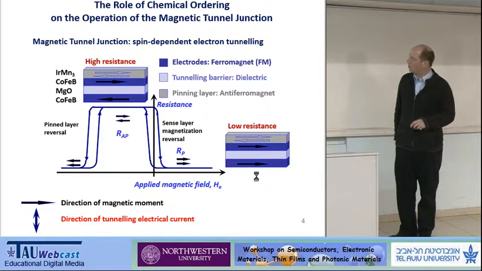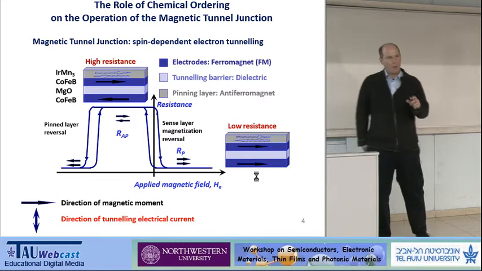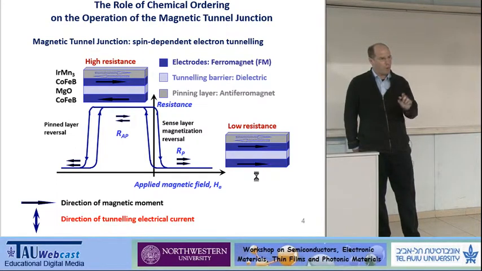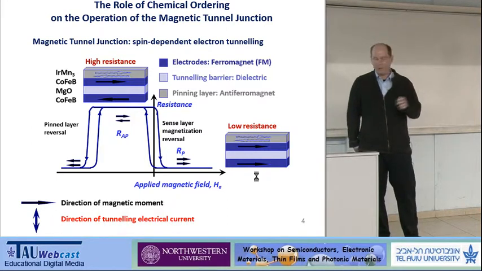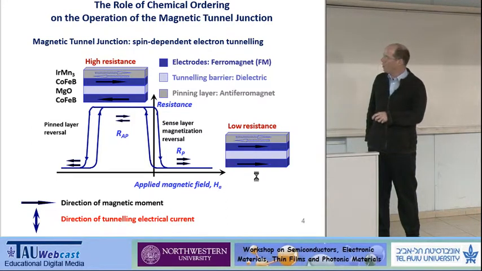You see resistance as a function of applied field. In terms of sensor, what you really need is a perpendicular orientation of the preferred alignment of the magnetic moment, so that when the sense layer rotates like a spring, you have a linear response rather than this hysteresis-type response shown here.